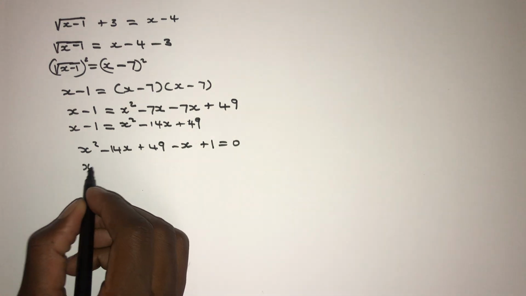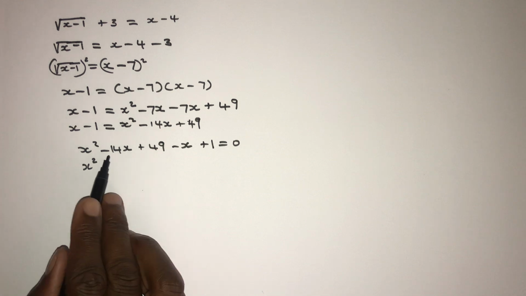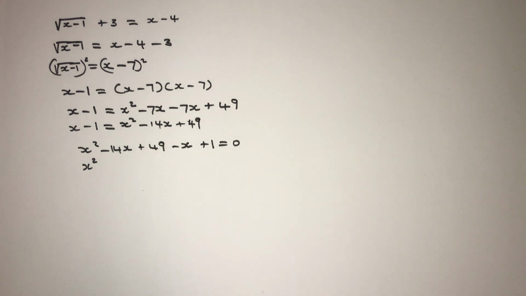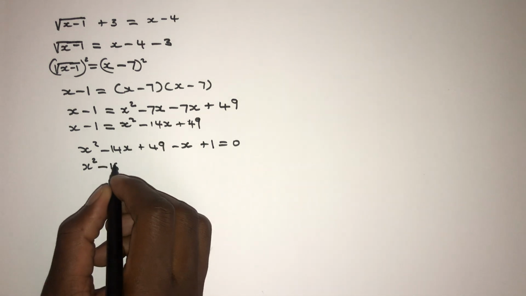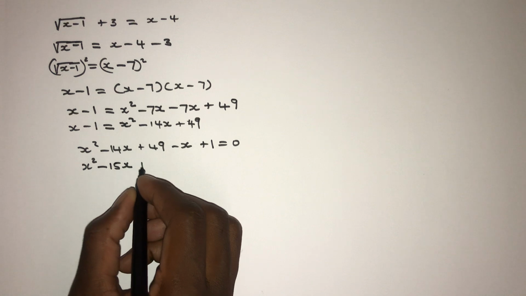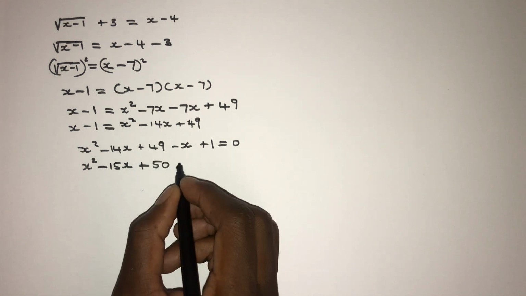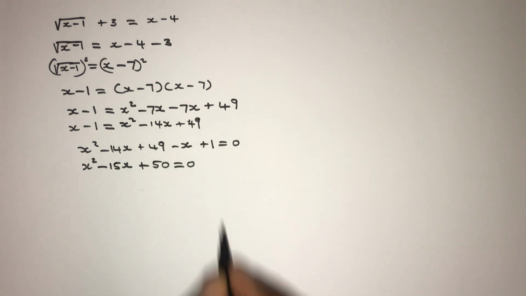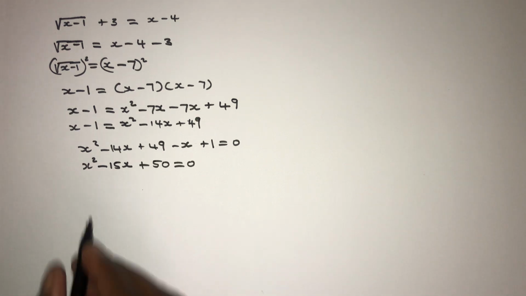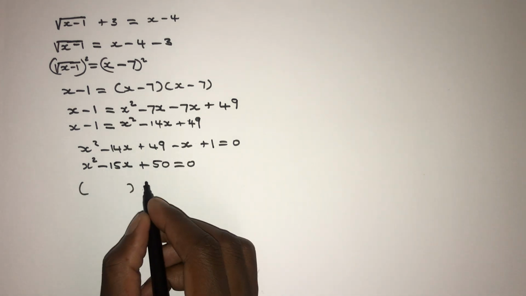Then x squared, this is minus 14 minus 1. So signs are the same, we add. So it's going to give us minus 15x. 49 plus 1, this one's going to give us 50. Then it's equal to 0. So now we're in a quadratic form. That means we must check the factors. So we do this.